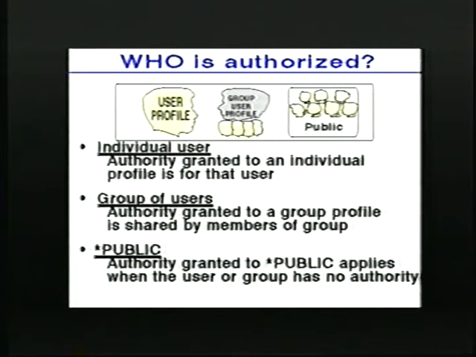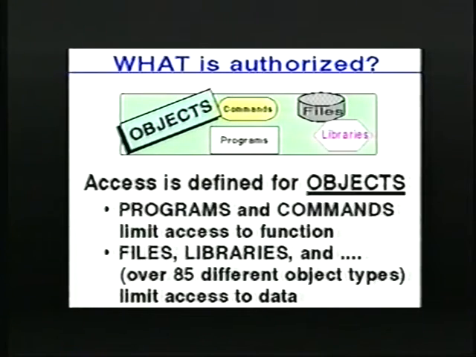So that's who you authorize: user profiles and the public, and the user profile could be a group profile. What do you authorize on the AS400? That's simple. You authorize objects on the AS400. You can authorize the commands of the operating system, the programs, the files, the libraries, and there are over 85 different object types that you can authorize, and you essentially authorize all of these objects the same way with these same authorities we have just talked about. So that's what we authorize.